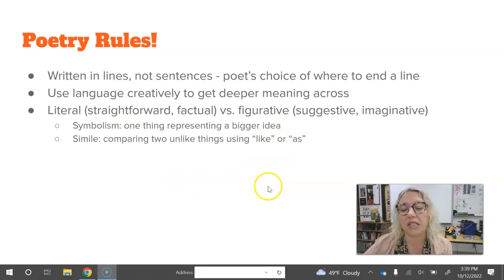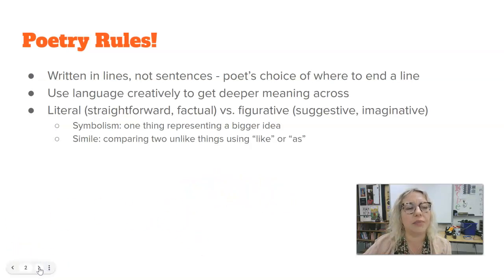The one I always use is, this school is like a prison. At first, when you think of a school and a prison, you don't see a lot of commonalities. So this is a comparison between two things that are unlike. And the word like makes it a simile. And then when you think about it a little bit more, you're like, oh, there are some connections, aren't there? Okay, so those are some rules of poetry.